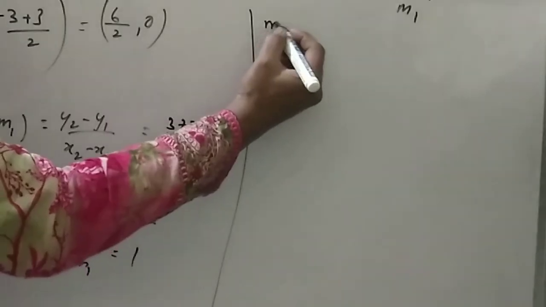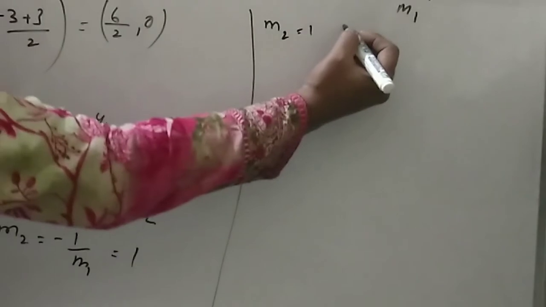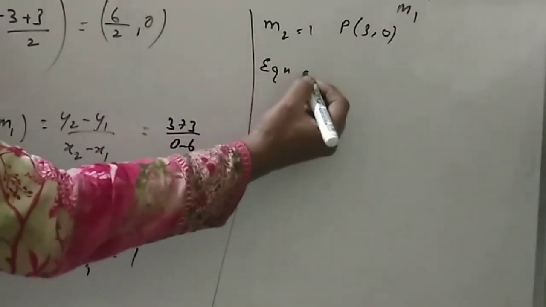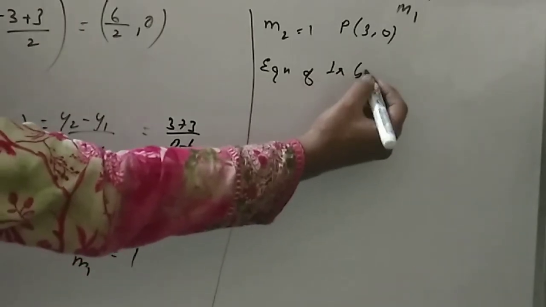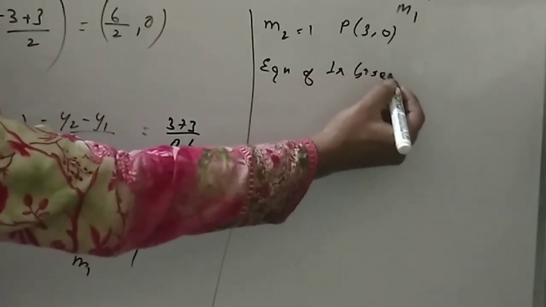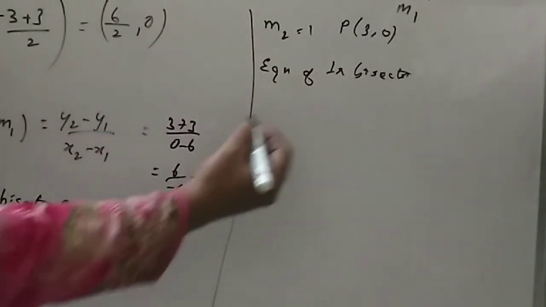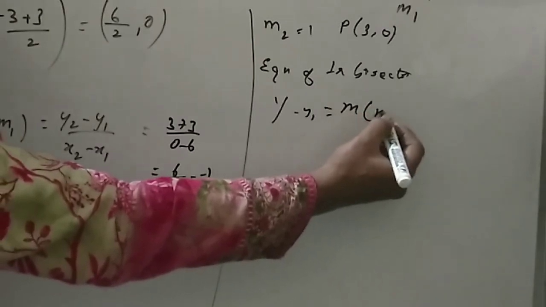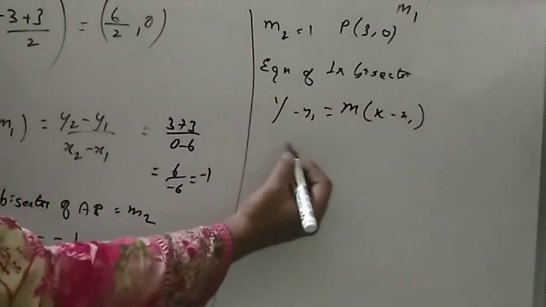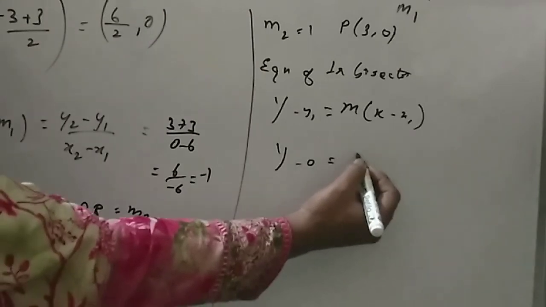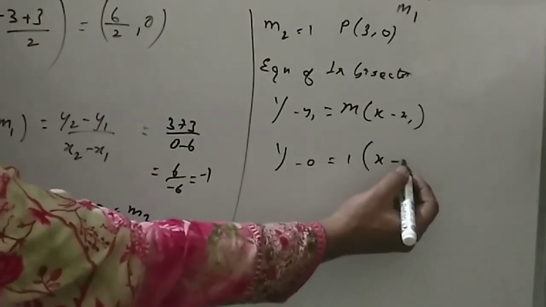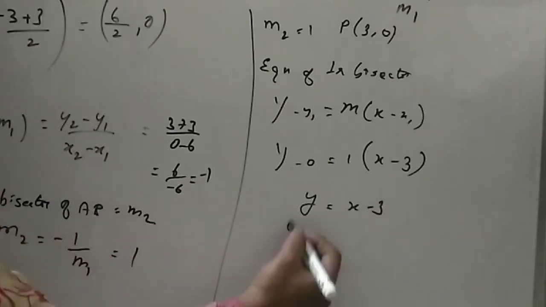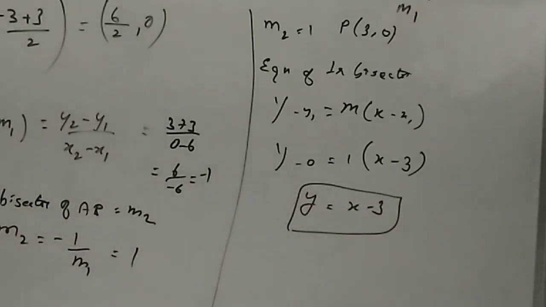Now, we know M2 is 1 and then point P is 3, 0. Can you get the equation of a perpendicular bisector? It is y minus y1 is equal to m into x minus x1. So y minus 0 is equal to 1 into x minus 3. So y is equal to x minus 3. This is the equation of a line.